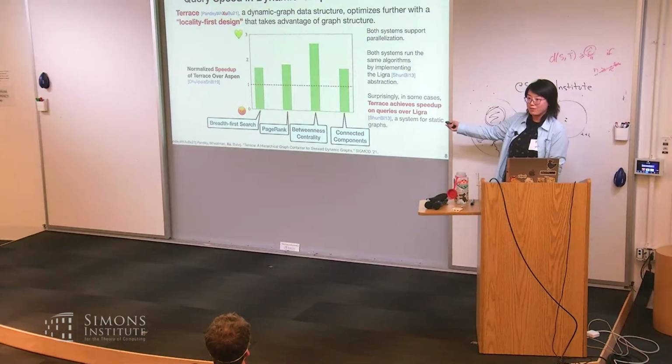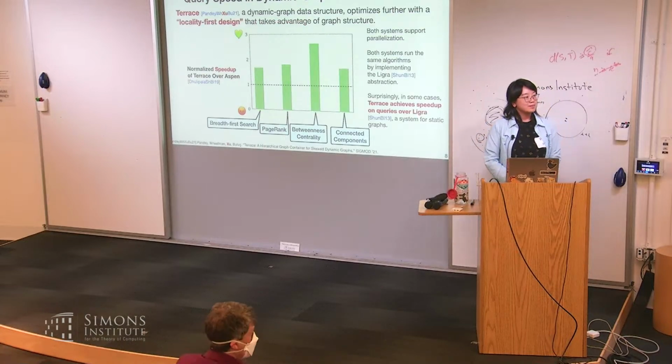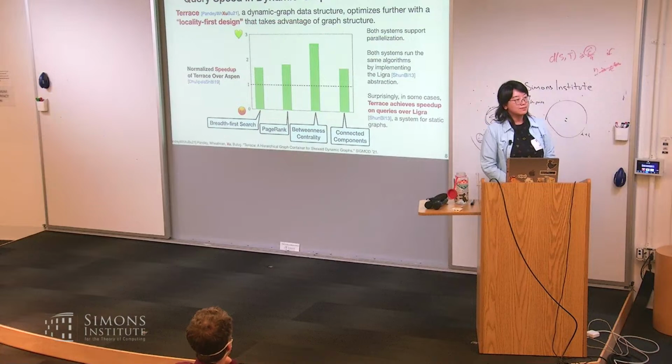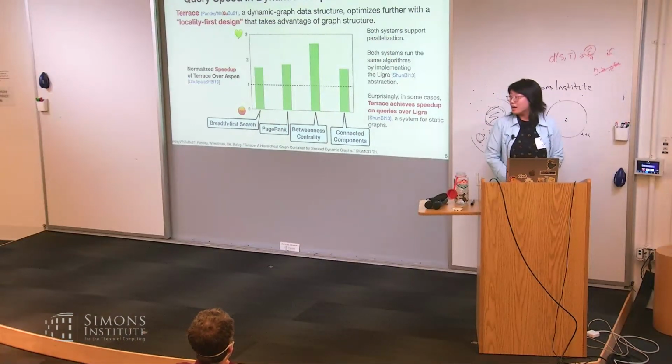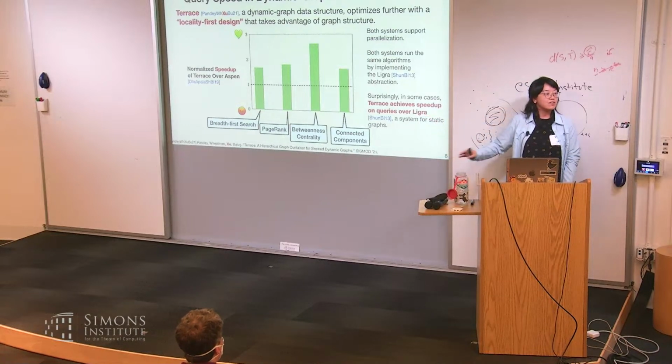So that was query performance. Sorry, a question along this line. How much is the difference in code between, let's say, betweenness centrality and connected components? In terms of the algorithm abstraction framework, not much. No, I mean what you implemented in Terrace, when you implemented it.